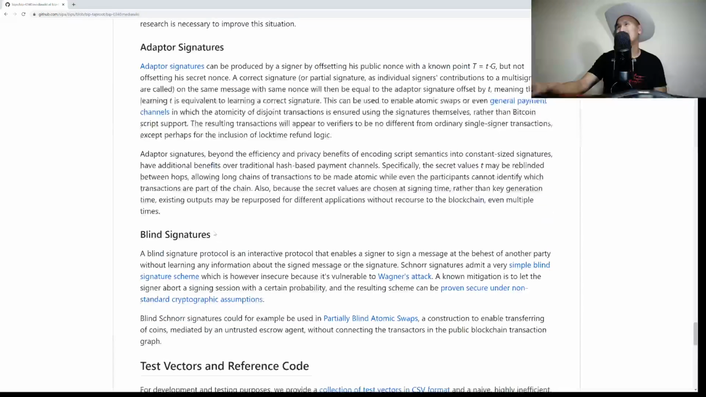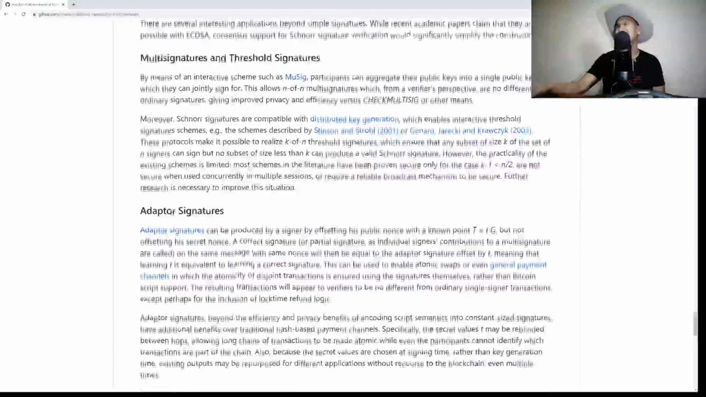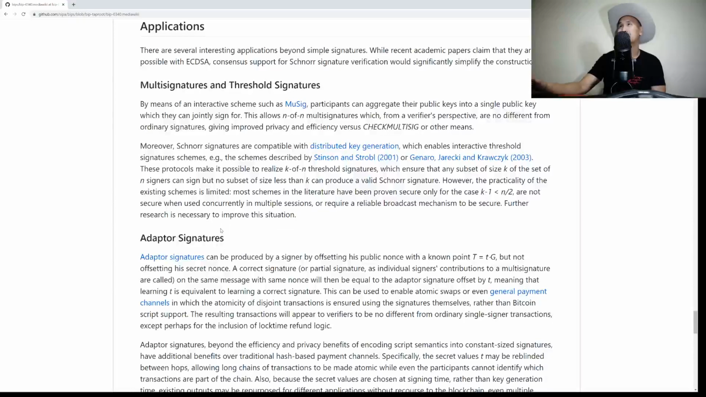All right, so there are a bunch of applications. I guess it's not too long, so I'll read those too. There are several interesting applications behind simple signatures. While recent academic papers claim that they are also possible with ECDSA, consensus support for Schnorr signature verification would significantly simplify the constructions: multi-signatures and threshold signatures.